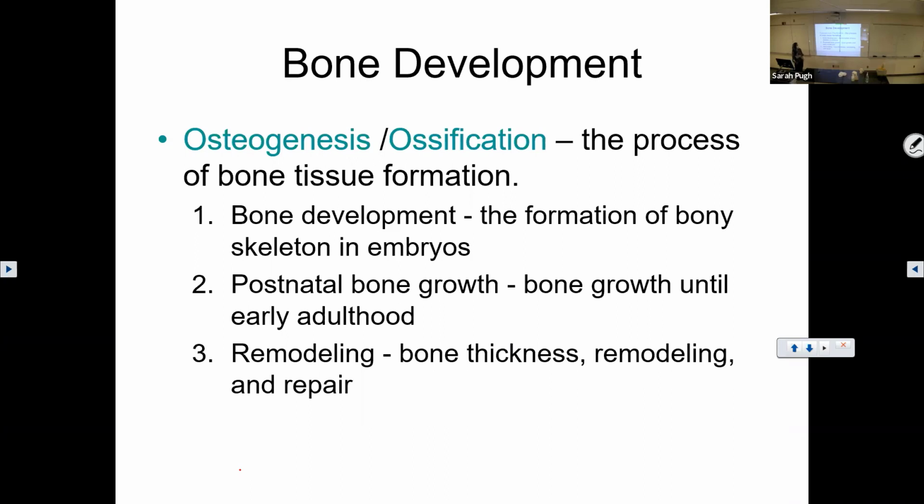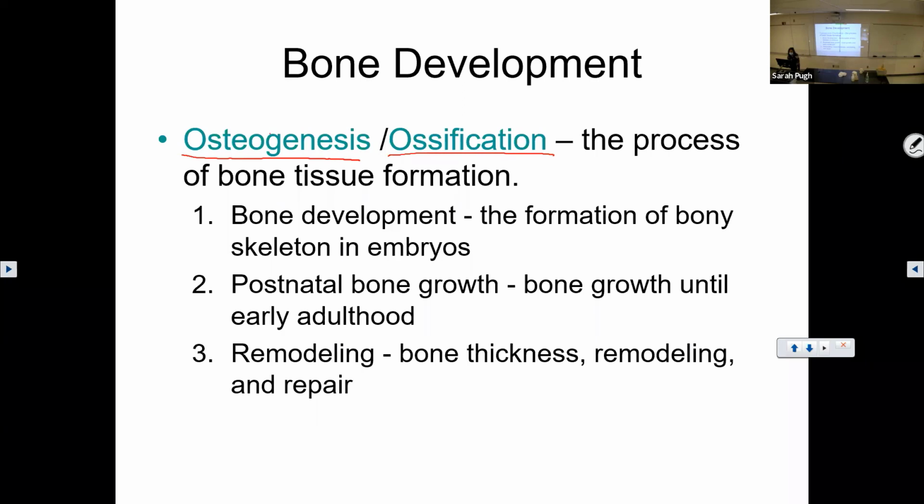All right, the last thing I'm going to walk you through this morning is just a little bit on how your bones develop. So we kind of talked about what they look like microscopically, what they look like chemically. So now we're going to get into the physiology part. So bone development is called osteogenesis. We also call it ossification.